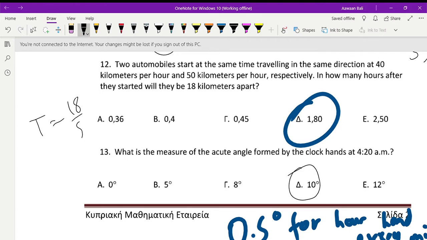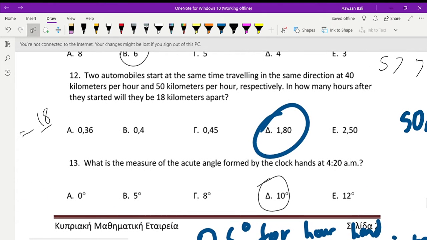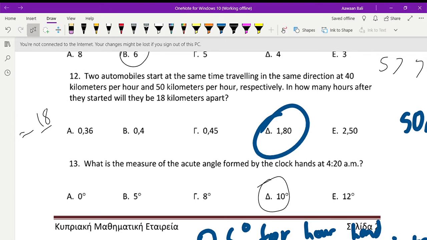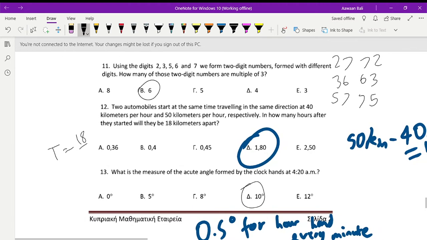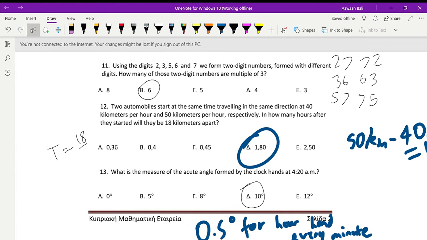Now, what we have to do is find the speed. However, there are two speeds here, 50 kilometers per hour and 40 kilometers per hour. Now, there's a certain trick. If two objects are going in the same direction, then you subtract their two speeds to get the relative speed. However, if two things are going in opposite directions, then you add their speeds.